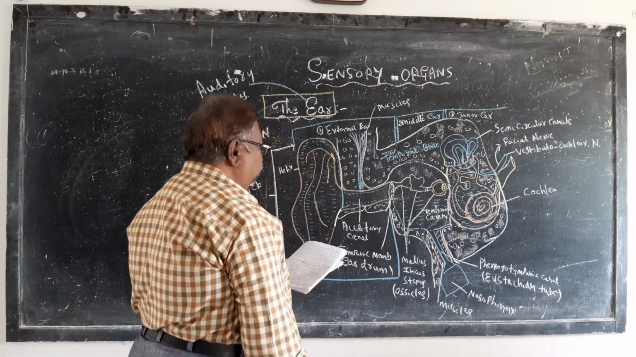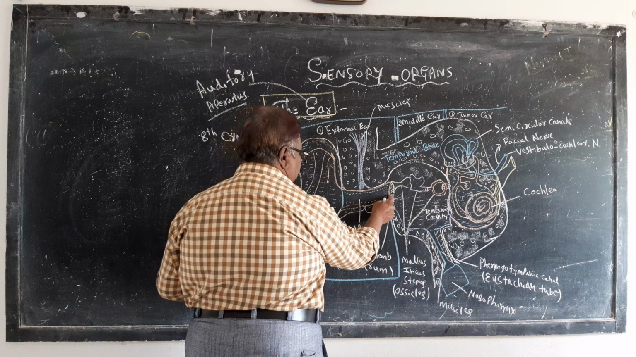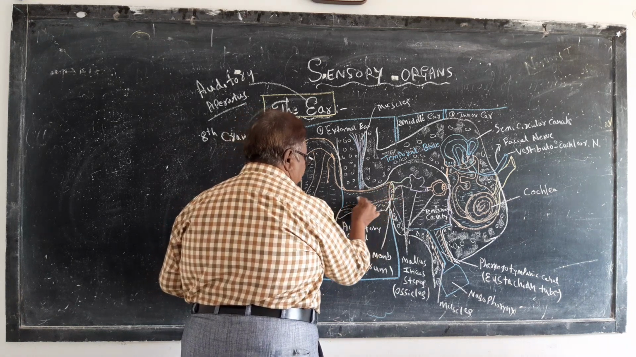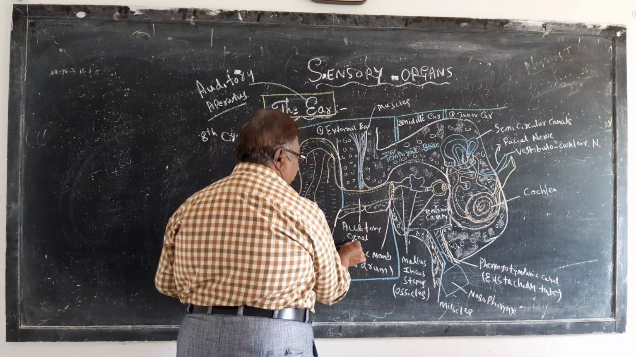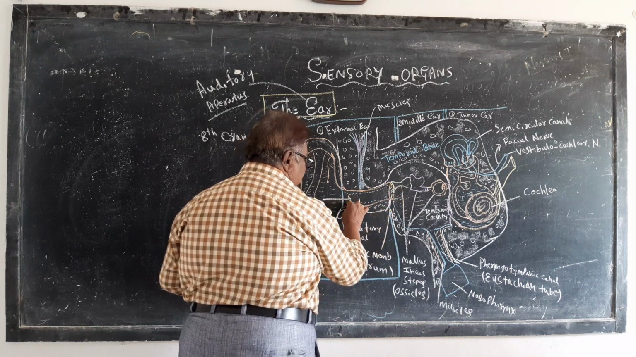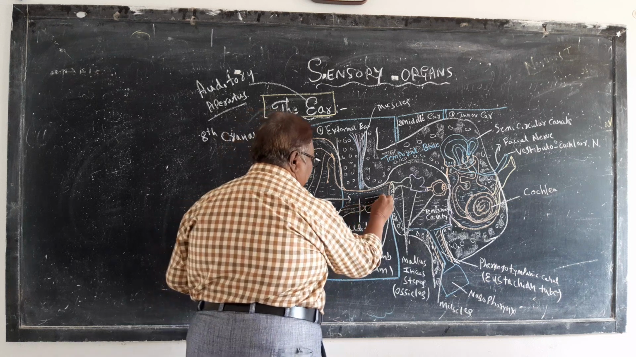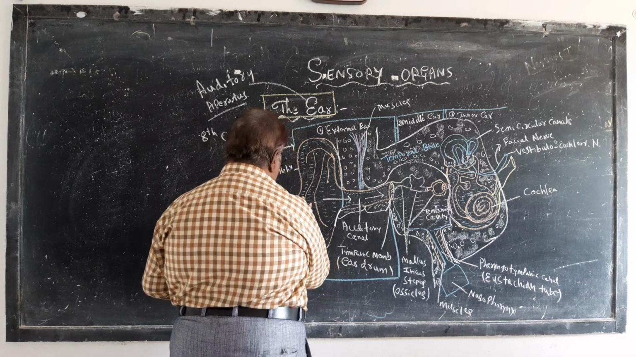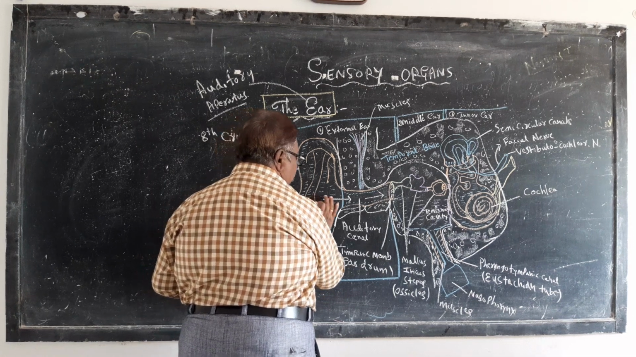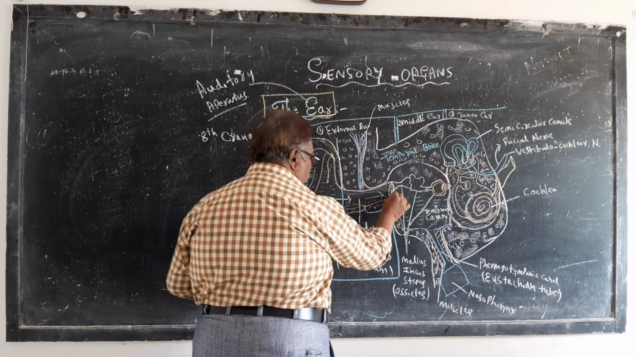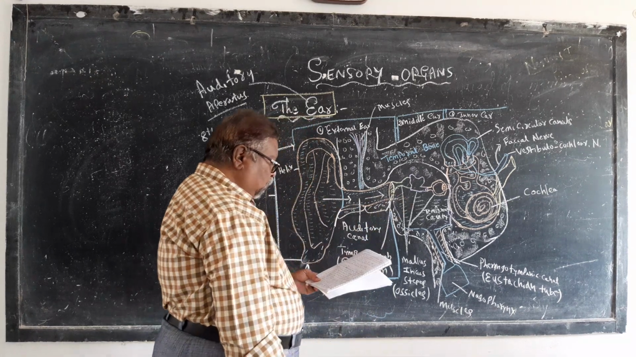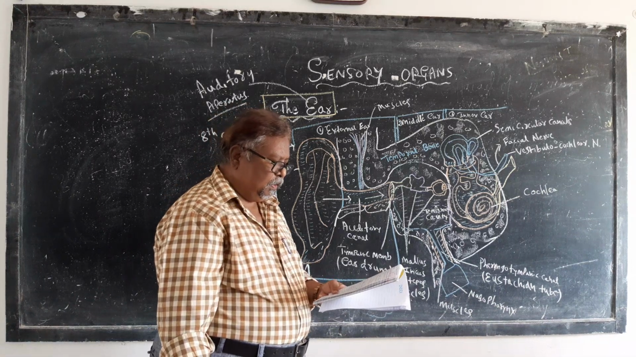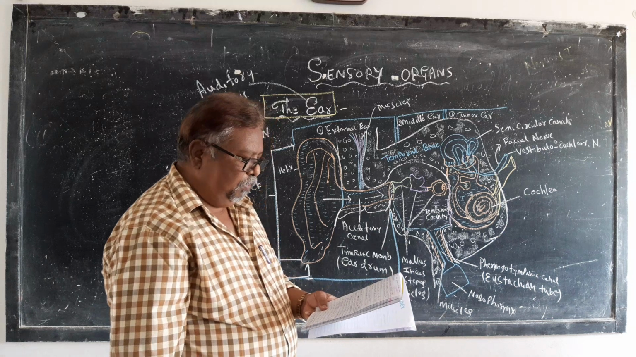So this is the eardrum, and in between the eardrum and the auricle there is a somewhat S-shaped pipe called the auditory canal, through which the air enters and falls on the tympanic membrane. The sound waves from the auricle go inside the auditory canal and fall on the tympanic membrane. So this is about the auditory canal.